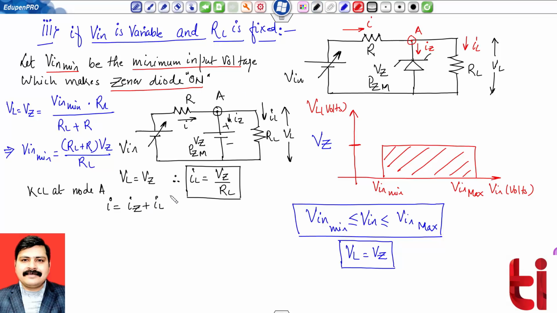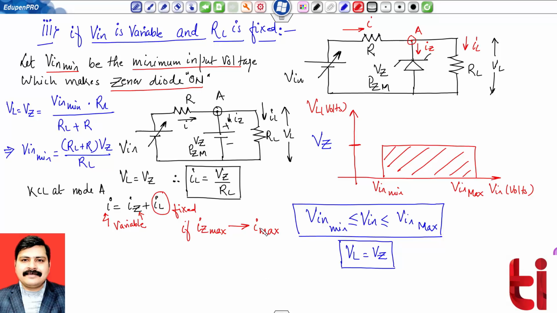An interesting point here is this quantity is fixed, this I is variable, and IZ is also variable. But the interesting part is, as this is fixed, if IZ is maximum, then the corresponding value of I will also be maximum. So if IZ max, then corresponding value of I will be I max.